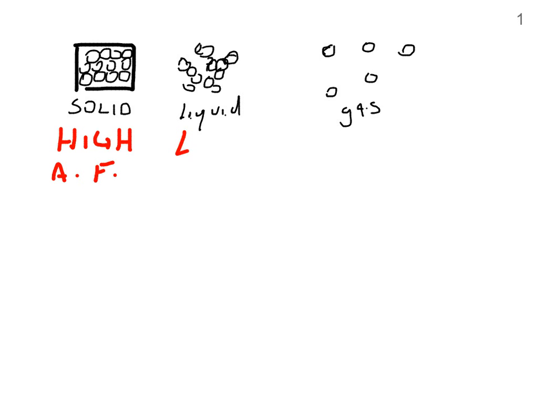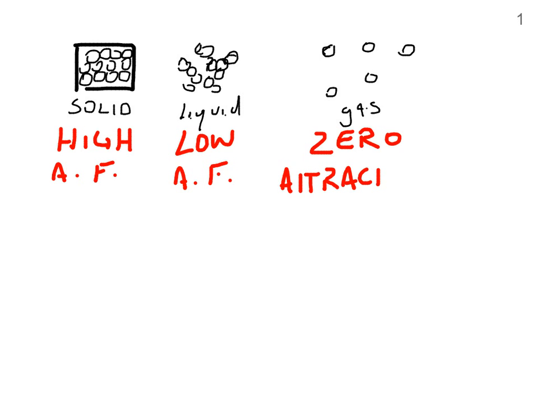Liquids have low attractive forces. And by definition, a gas has zero or no attractive forces. And so once you have no attractive force, you're able to act independently and move around and change. And it is these attractive forces that you're manipulating with temperature and pressure. So now I want to talk about where evaporation comes from.